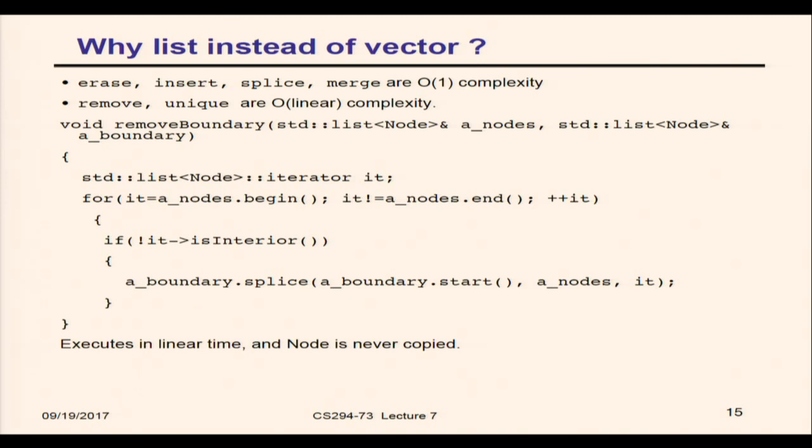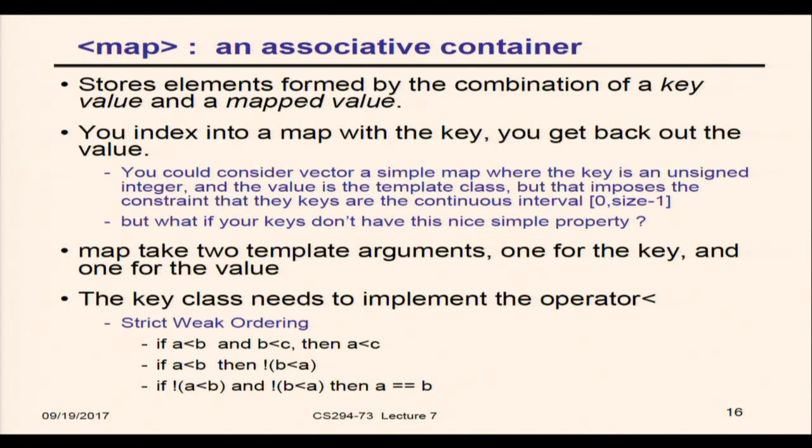So one thing that happens with lists is that they also do a lot less copying. So if copying is expensive and you are doing things that are quite dynamic, these are better things to look at.